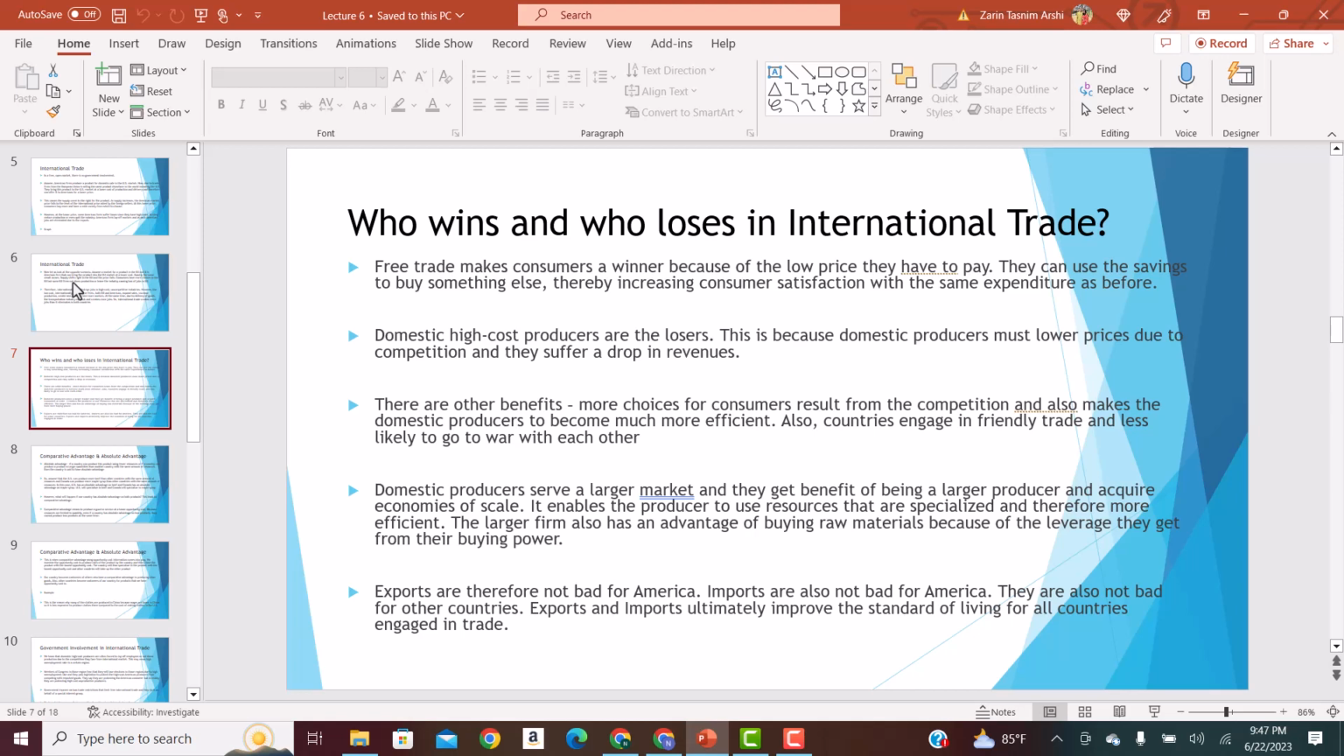There are also other benefits. Domestic producers that are efficient become more efficient because now they have competition from foreign countries, so that helps the market as well. Domestic producers serve a larger market, and they get the benefit of being a larger producer and acquire economies of scale. So now they have a larger market to sell their product because of the trade, and as a result, they achieve economies of scale. So exports are therefore not bad for America. Imports are also not bad for America. So in totality, trade helps the overall picture. It helps the US, both imports and exports.